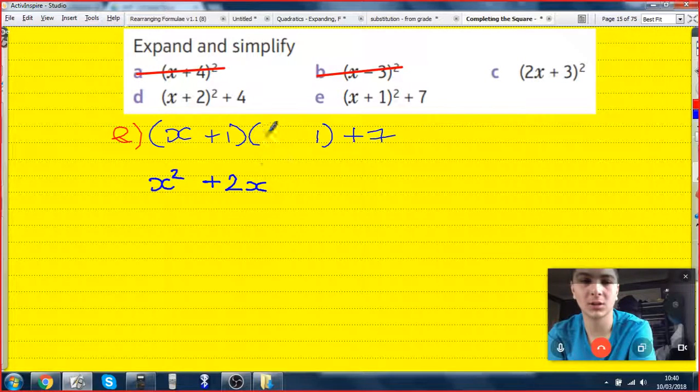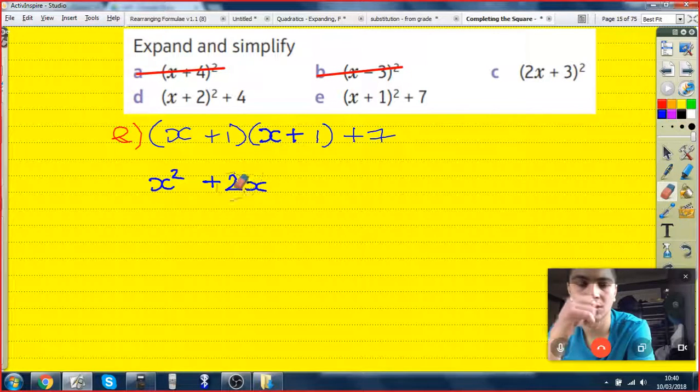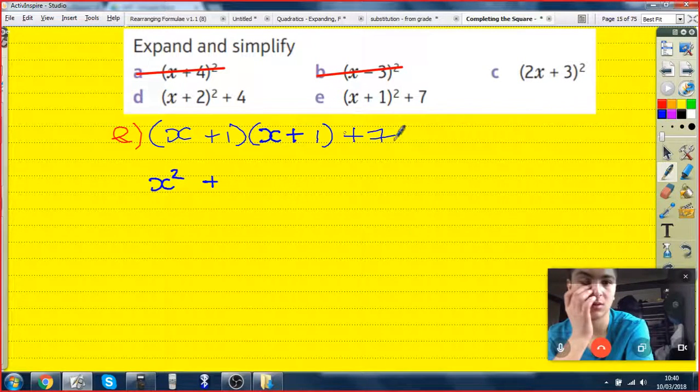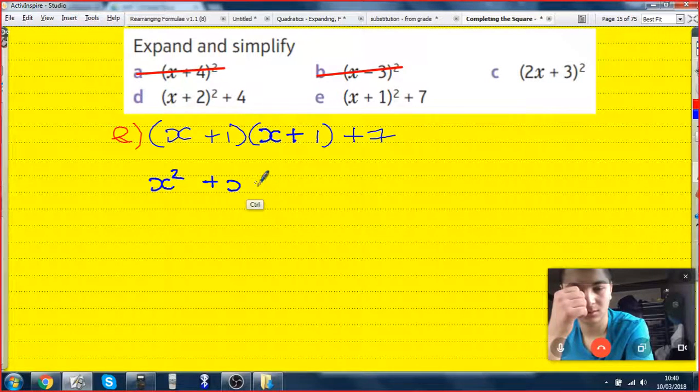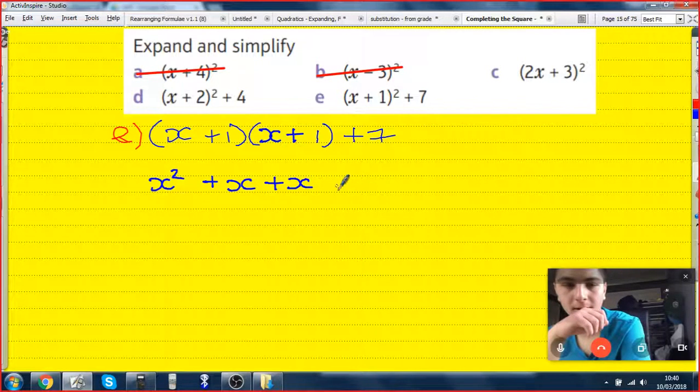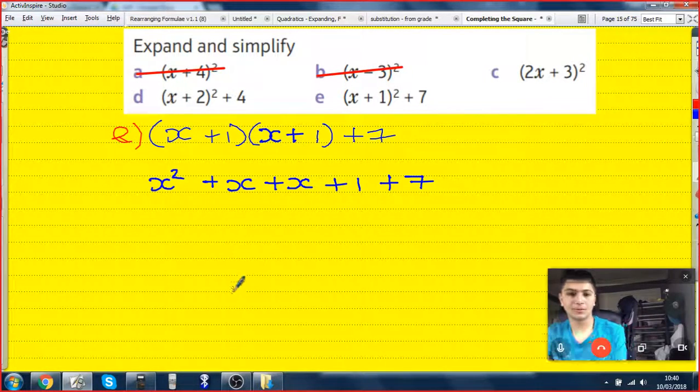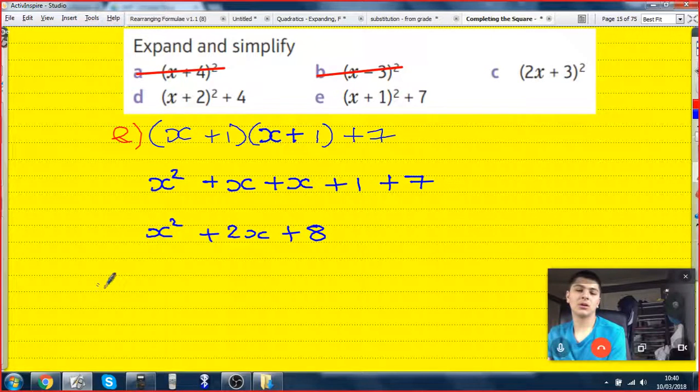Plus 2x again. Okay, so it'll be like plus x plus x. Yeah. Okay. And then? And then plus 1. Correct. There you go. And then plus 7 afterwards. Yeah. Okay, simplify. X squared plus 2x plus 8. Well done. Plus 8. Okay, we better try D.